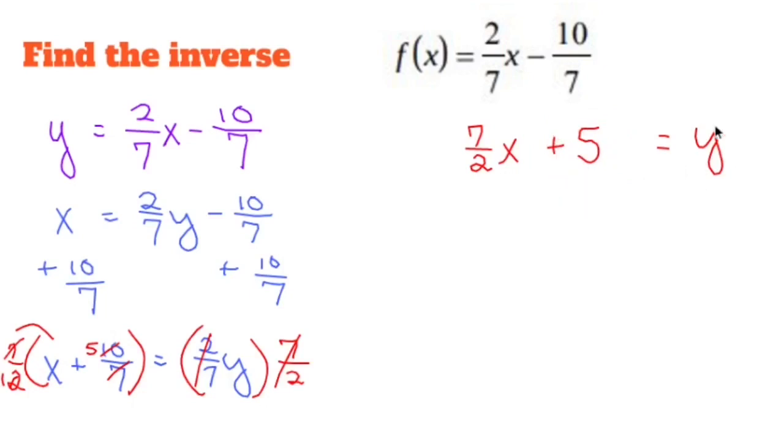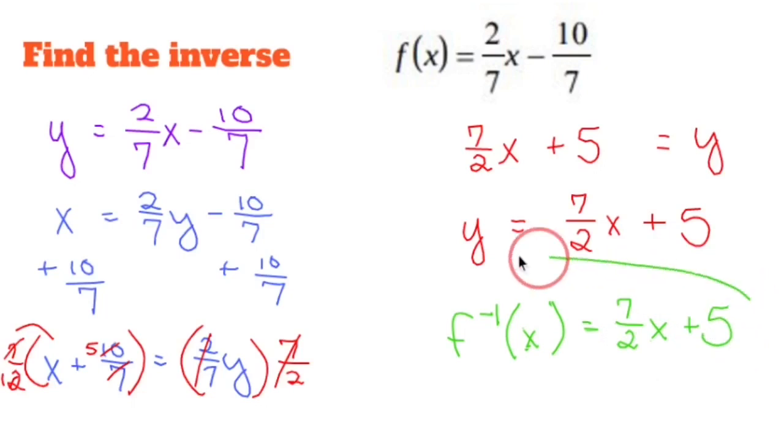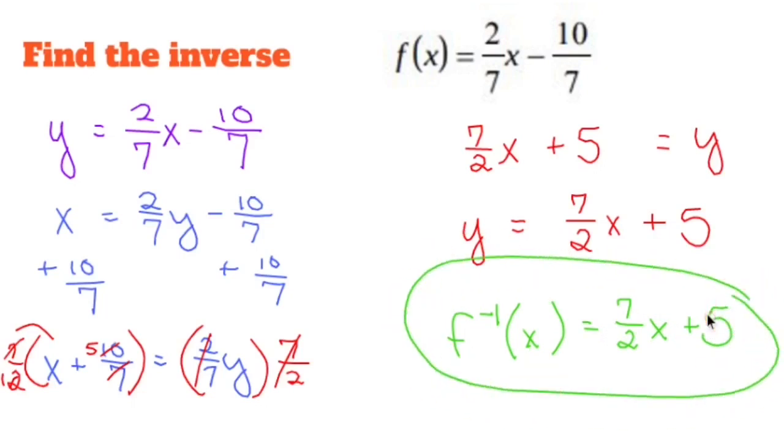Now, to make this look a whole lot better, I'm going to move the y to the left and move this guy over here to the right: 7 over 2x plus 5. Remember, I turned f of x into y, so I'm going to turn y back into f of x. But since this is my inverse, I'm going to make that f inverse of x equals 7 over 2x plus 5. That is my inverse function. Can't spell inverse function without fun.